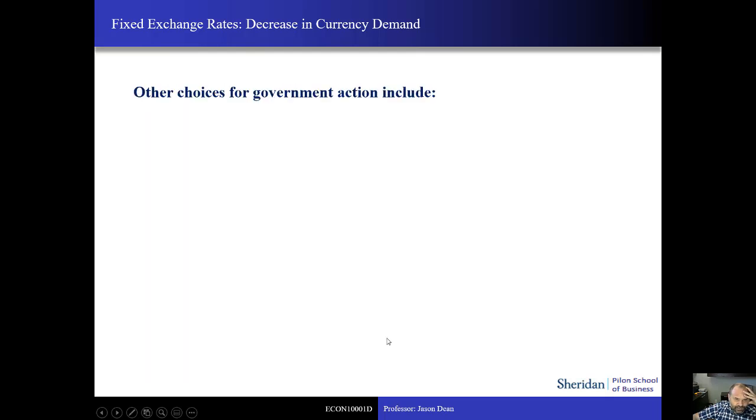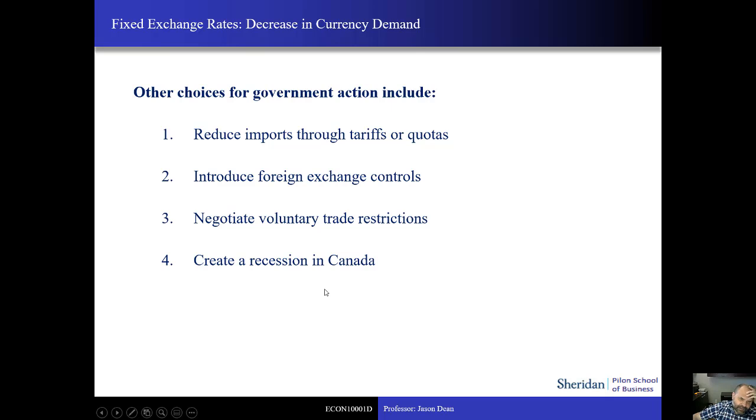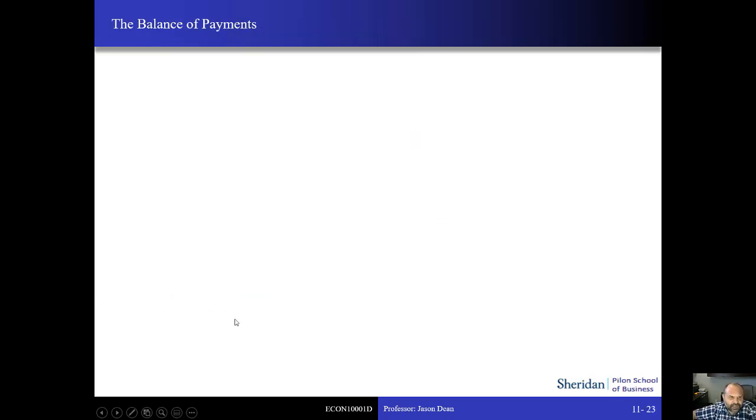Some other choices for the government to take would be to reduce imports through tariffs or quotas, so they could impact the exchange rate through that measure. And some of the other protectionist type things we learned before, like they could increase foreign exchange controls if they have them. They could negotiate voluntary trade restrictions, or, wouldn't be the smartest thing to do, create a recession in Canada, because then we would be importing less, and that would help offset that decrease in demand. Or just devalue the currency, which is what would happen if they ran out of foreign exchange reserves.